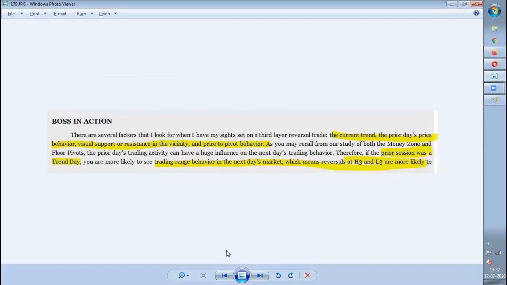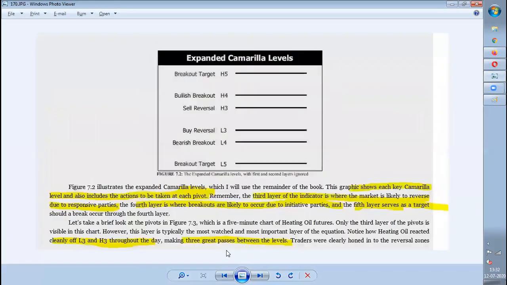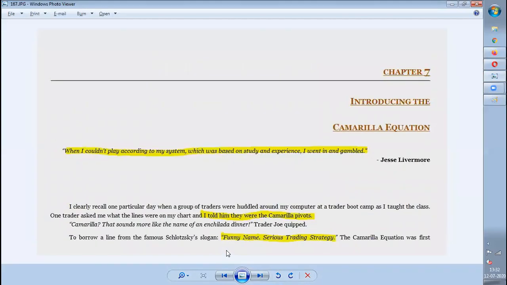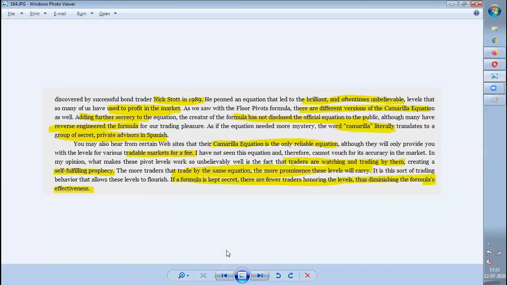So let me summarize whatever has been taught in chapter 7. We started with the introduction of the Camarilla equation. He has explained how he was using Camarilla and from whom he got this help. For example, this Camarilla equation was not invented by PivotBoss. It was discovered by Nick Scott, and he was just using it wisely for his levels.